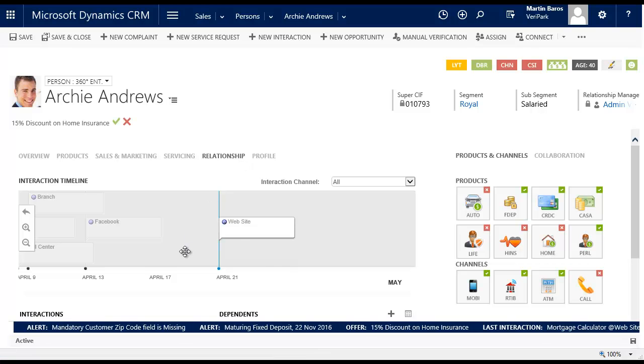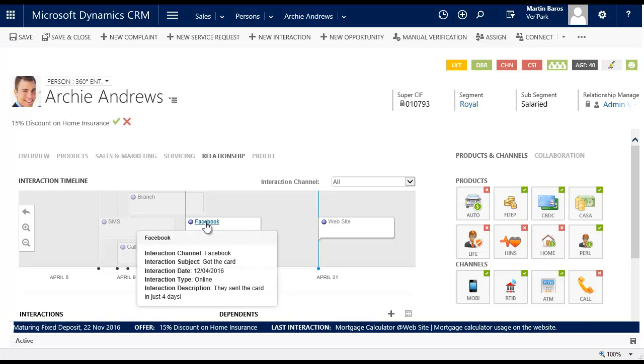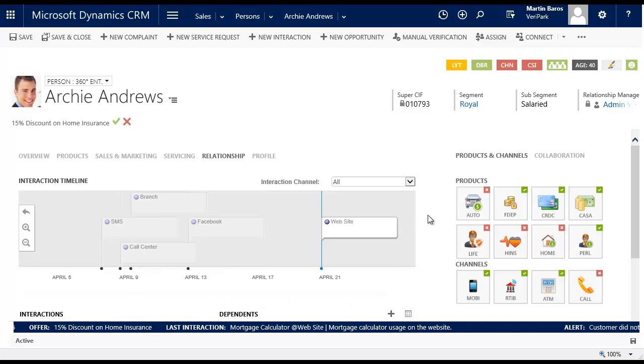He can also see the history of customers' interactions with the bank through different channels, so he can have an informed conversation with the customer when they meet. So the advisor meets with the customer and discusses the offer with him, and if the customer is interested, he would accept the offer and capture an opportunity.